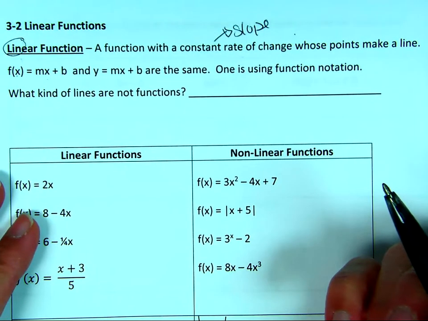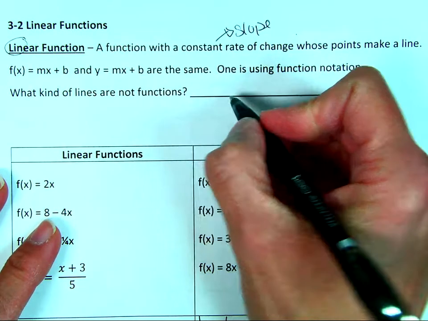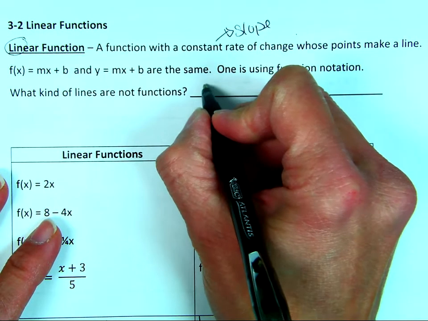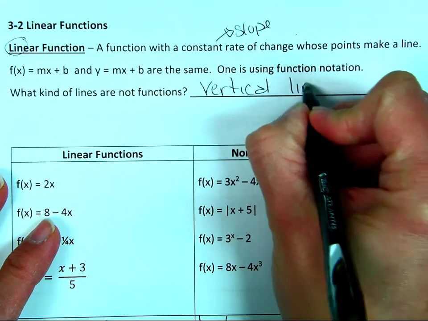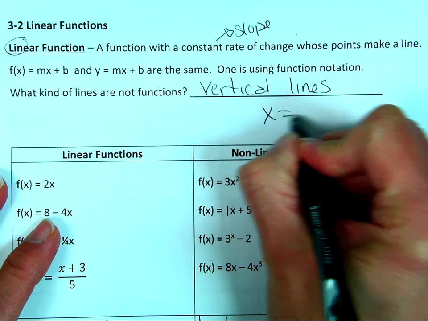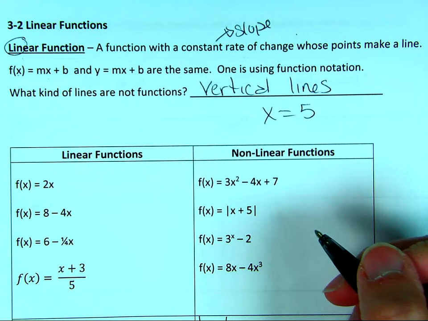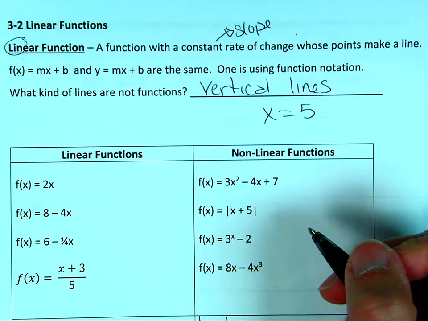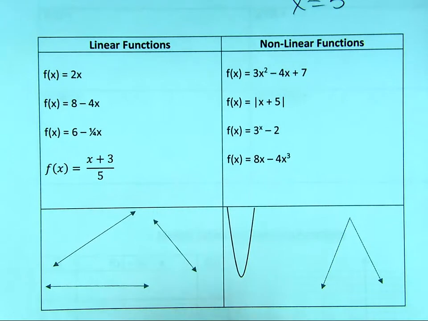What kind of lines are not functions? Because not every line is a function. Can you tell? Well, if every x can only have one y, then vertical lines are the lines that are not functions, because it says x equals like 5. Well, x equals 5, for every x, it's 5, but then it has an infinite number of y's, so it can't be a function.